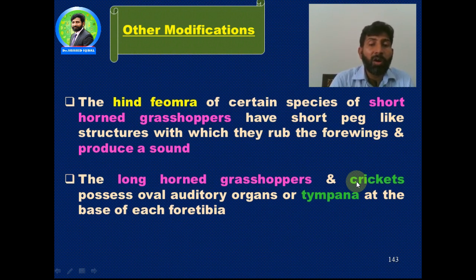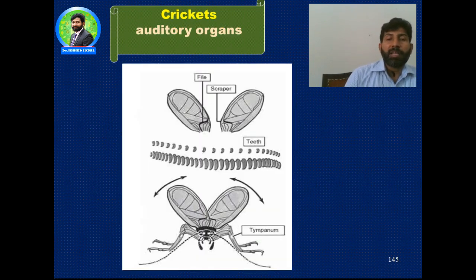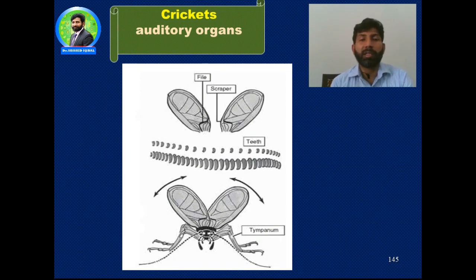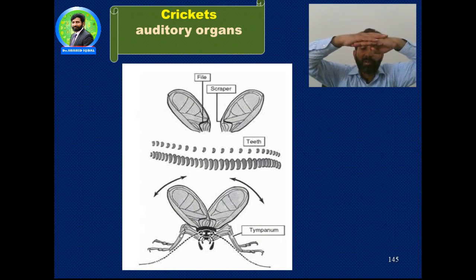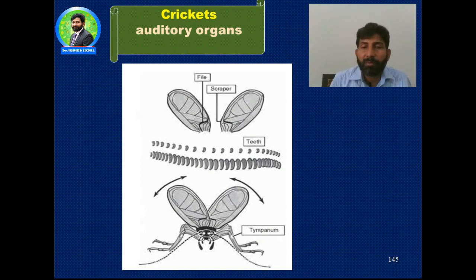The long-horned grasshoppers and crickets possess oval auditory organs, that is, a tympanum, at the base of each foretibia. This is the cricket's auditory organ. These are the wings, of which one has the file and the other the scraper. When both wings, file and scraper, rub on each other, which is equivalent to teeth, they produce a sound. They produce a specific, particular sound due to this rubbing process. It is also a modified form of the appendages.